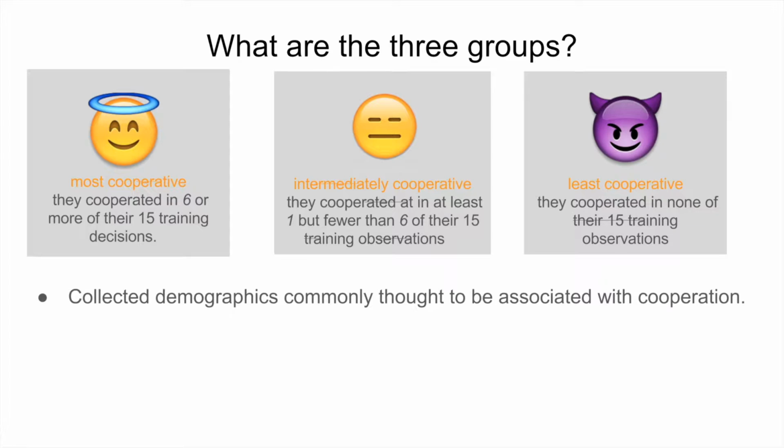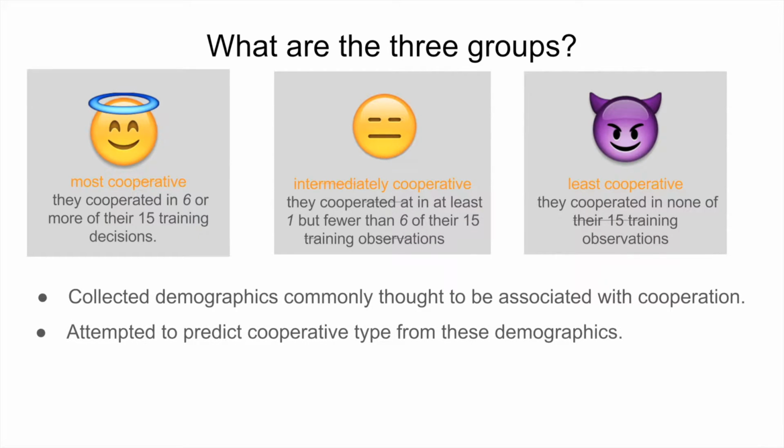So what we did is we collected demographics that people commonly thought were associated with cooperation. Across psychology, economics, and philosophy, there are these core principles that people think are related to cooperation. You can think of belief in God, religiosity, utilitarianism, all these kinds of ideas. So we collected a battery of 80 different demographics, and then we built a model trying to predict which cooperative type you were in, the most cooperative, intermediately cooperative, or the least cooperative, based on these demographics.